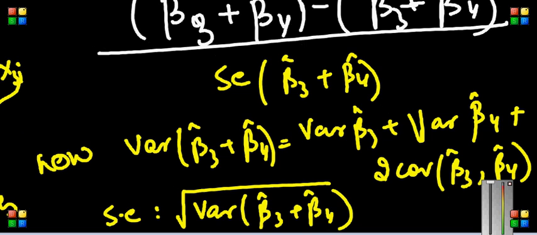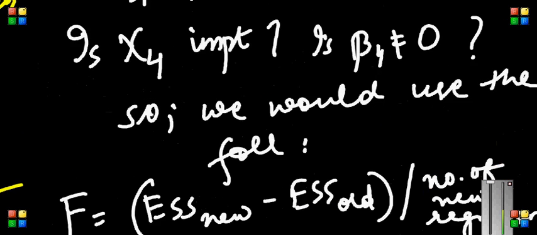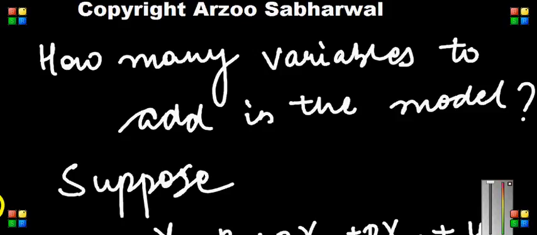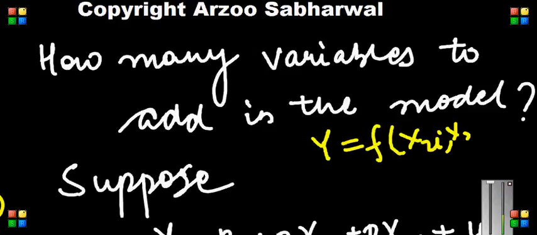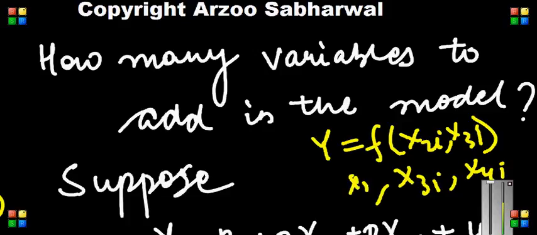Okay, so now my question is, how many variables should I add in the model? As I have already told you, as I keep on increasing the number of variables in the model, R square will keep on increasing. Now the question that arises is, should I just have 2 variables in the model, or should I have 3 variables in the model? So how many variables should I actually include in the model?